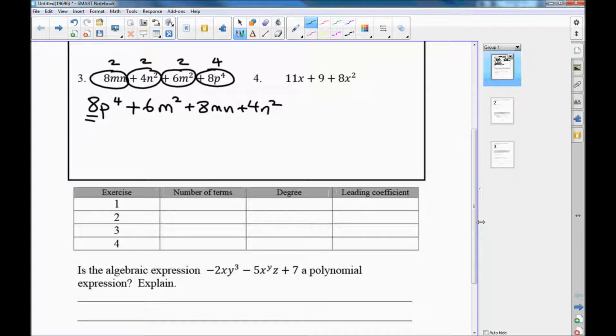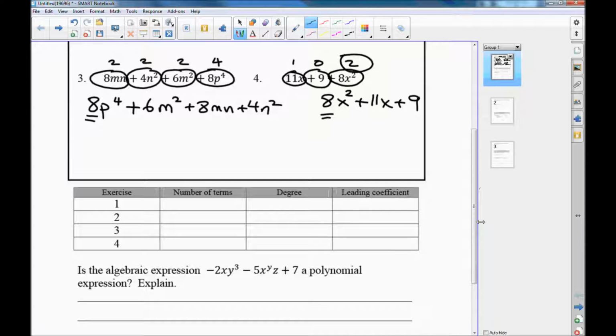All right, our last one. The first term has degree 1. Second term has degree 0. Third term has degree 2. So we'll put the degree 2 first. Then degree 1, then degree 0. And this is a trinomial because it's a 3-term polynomial. It has degree 2, the largest of all these, and it has a leading coefficient of 8.